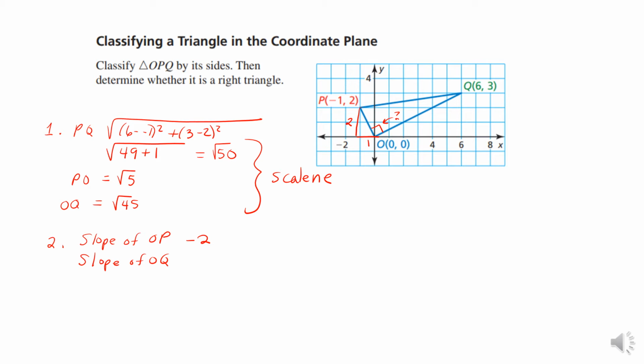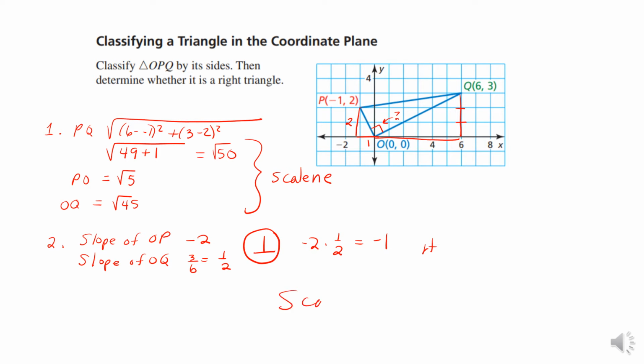And that one, you could do the 2 points like this. So it's positive 3 over 6, which would be 1/2. And those are perpendicular, because negative 2 times 1/2, those are opposite reciprocals, equals negative 1. So those are perpendicular, which means it is a right triangle.